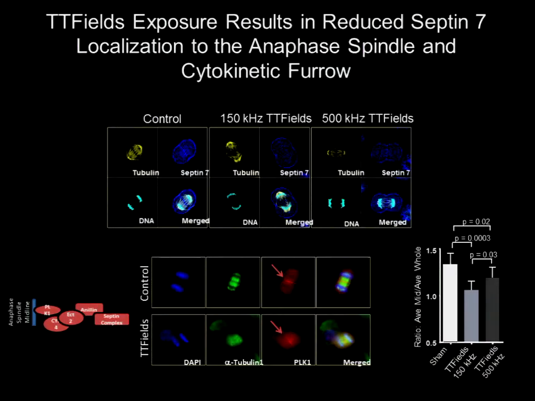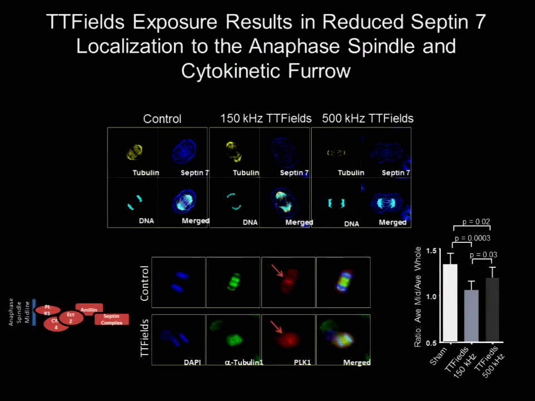So if you look at Septin localization in TTField treated cells, normally Septin is localized at the midline. You can see it here at the cleavage furrow and at the anaphase spindle. But in TTFields treated cells, this localization is completely disrupted.